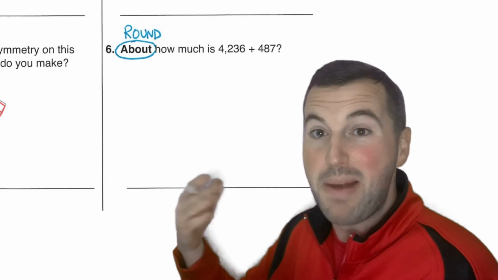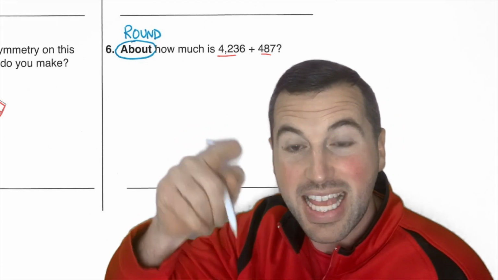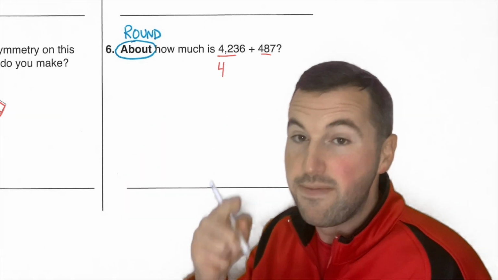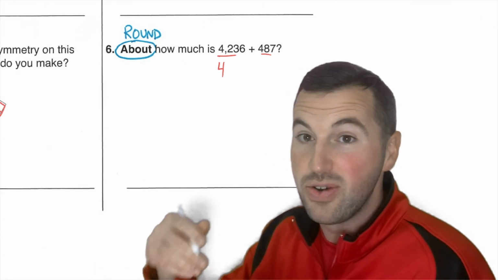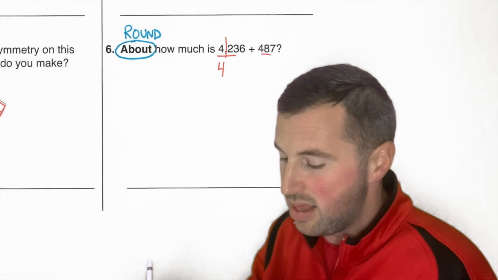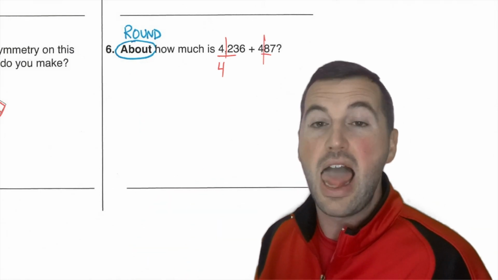Last one, we know about means round. This plus this, we always round to the biggest place value. So is it closer to 4,000 or 5,000? Is it closer to 400 or 500? We're cutting them right there. Then do your addition. All right, there's Daily Ccr.